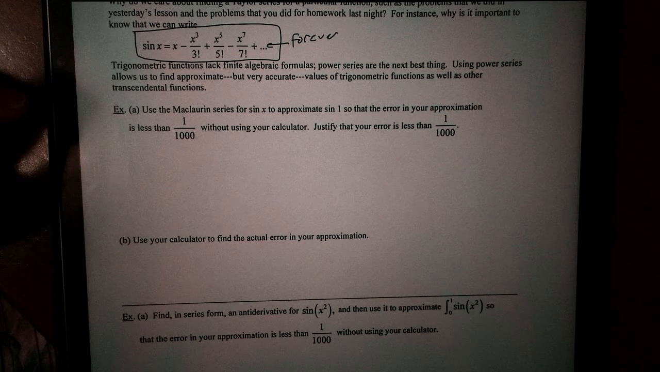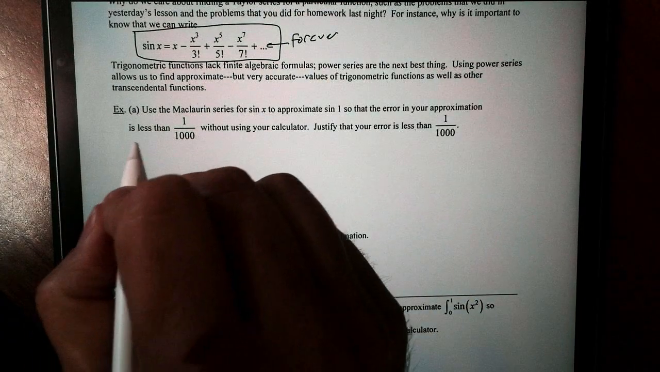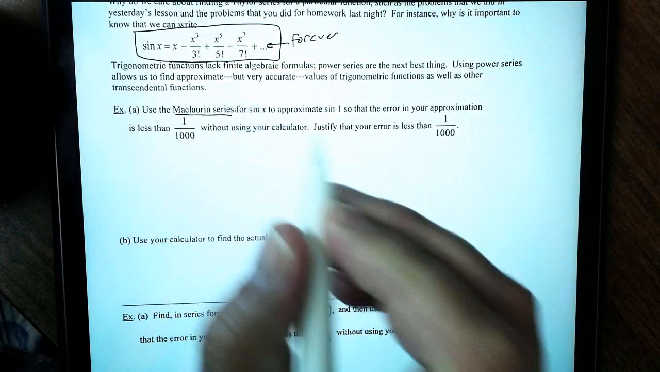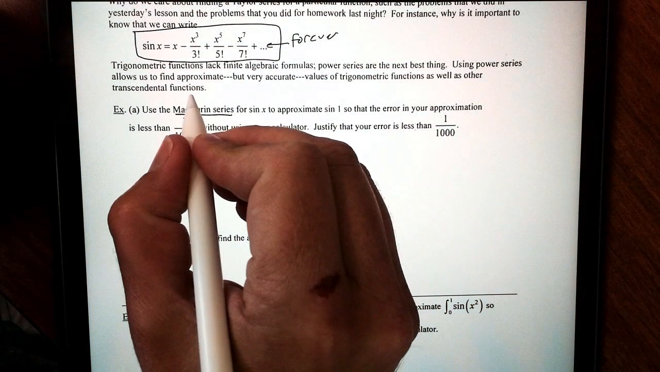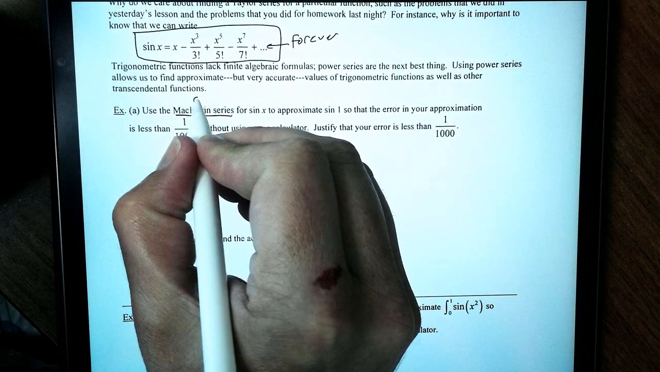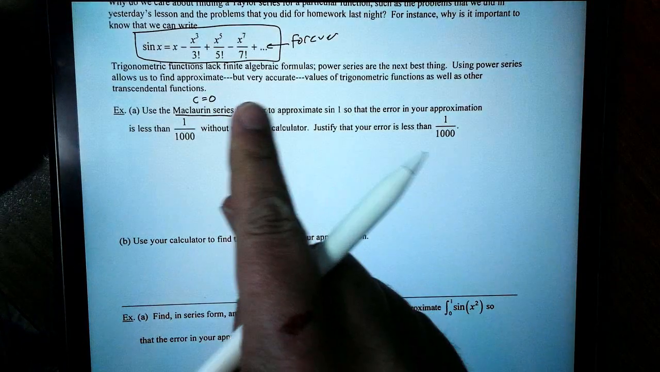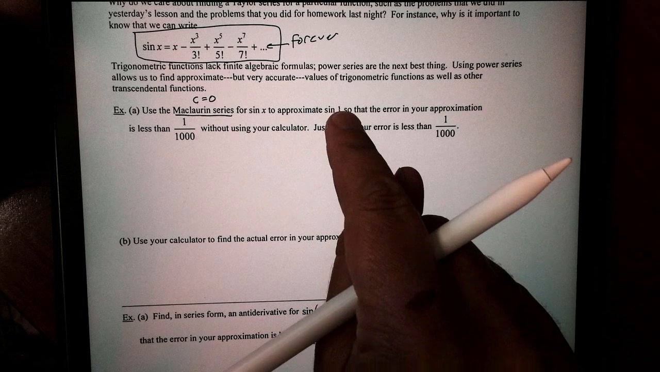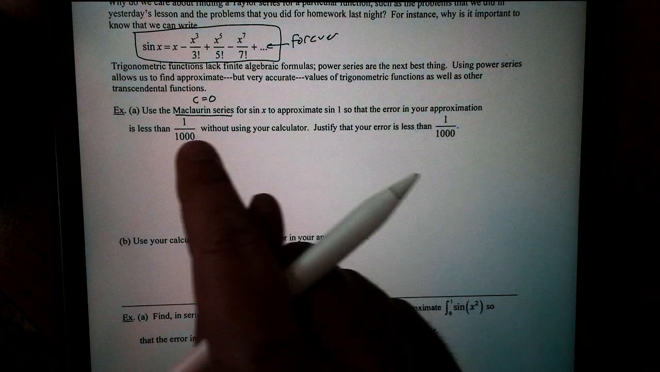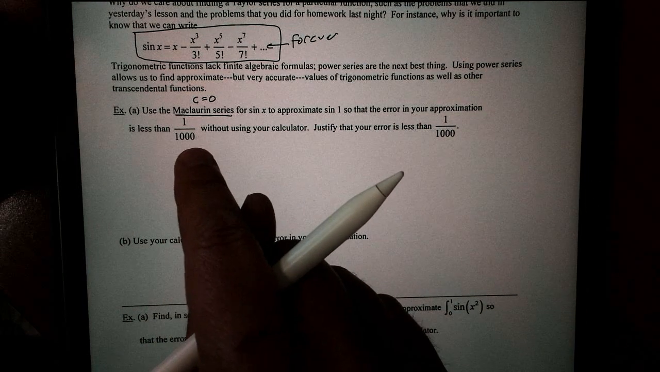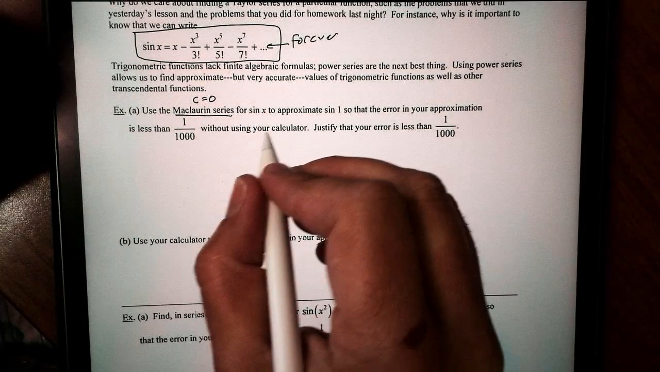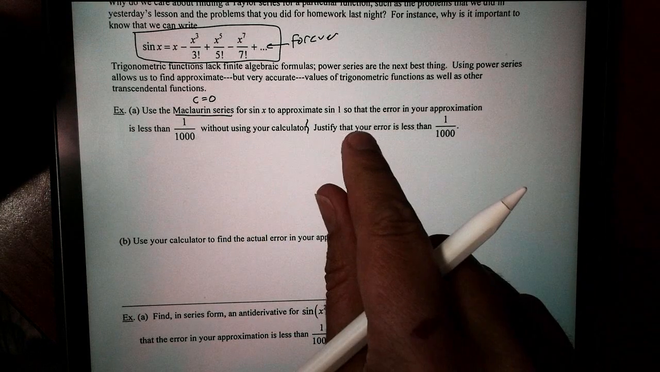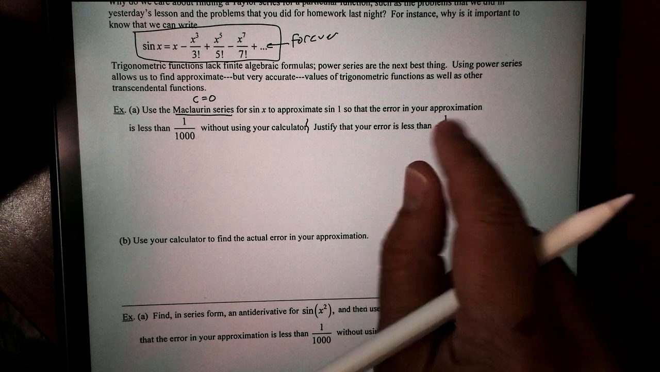So let's take a look at our example here. We're going to use the Maclaurin series. Remember, for the Maclaurin series our center is 0. Use the Maclaurin series for sine of x to approximate sine of 1 so that our approximation is less than 1 over 1,000 without using your calculator. So the first part is we want to go with less than 1 over 1,000. And then we want to justify that our error is less than 1 over 1,000.